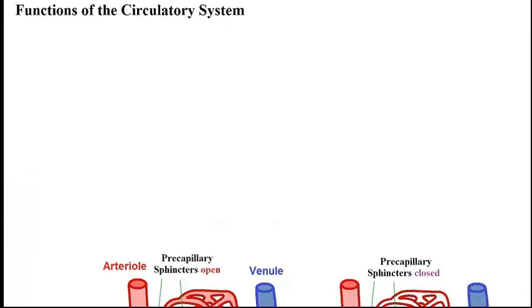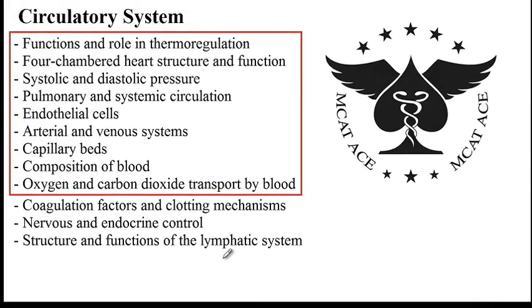So going over the functions of the circulatory system. Basically the circulatory system is divided into two parts. Number 1 is the cardiovascular system and number 2 is the lymphatic system. This first lecture is covering the cardiovascular system. In the second lecture is where we will go over the lymphatic system.